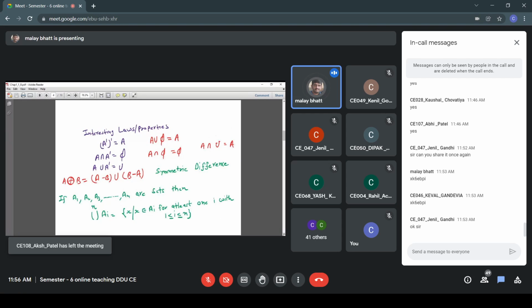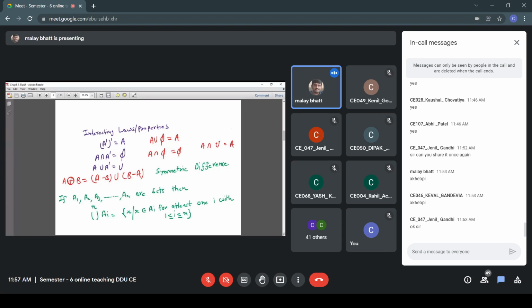Other interesting properties: we represent the complement of a set as A dash. The complement of A dash will be set A again. A intersection with A dash will be the empty set. A union A dash will be the universal set. A union empty set will be A. A intersection with empty set will be empty. A intersection with the universal set will be A.